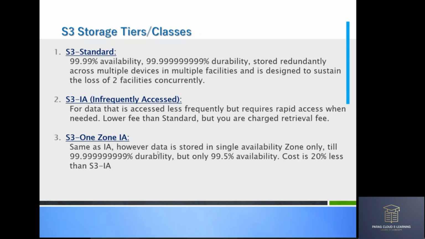We can select the category, we can select the tiers in which we want to put the data in the S3 bucket. As per my requirement, I will try to save my money. So to save my money, I have to understand how frequently and rapidly I require the data, how frequently I'm using the data, and if I'm not using that data that frequently, how rapidly I need to access that data.